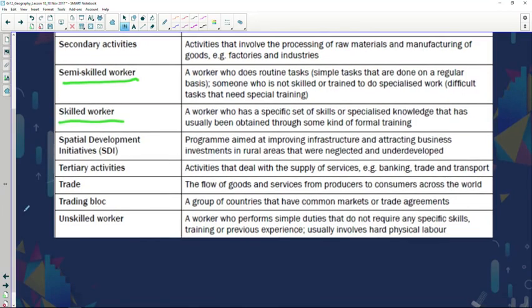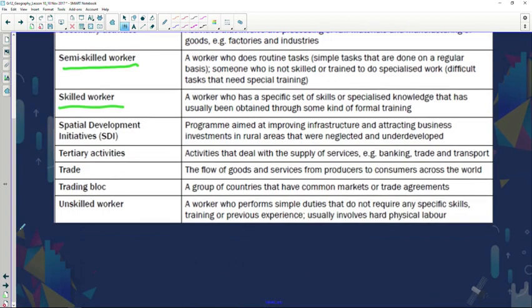A trading bloc is a group of countries that have common markets or trade agreements with one another. And an unskilled worker is just someone who does simple duties and doesn't have any specific skill.